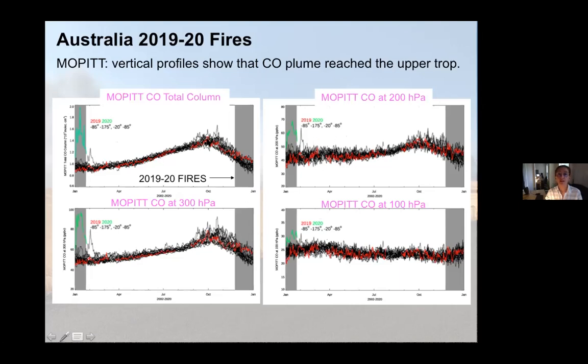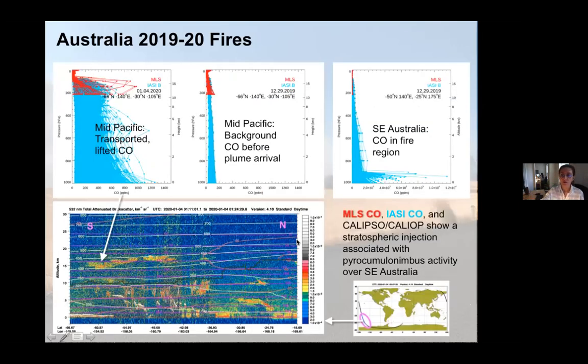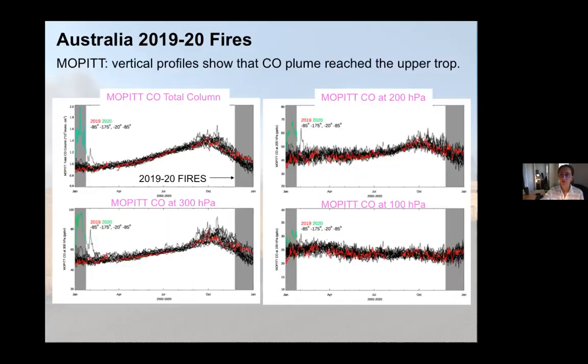So you can see that during the fires, CO starts to go up, and then the next year you can see this huge anomaly in CO in total column, and you can see it even at 100 hectopascals, which is way high in the troposphere. Oops, I went a little bit too fast. So let's just move to the next one.